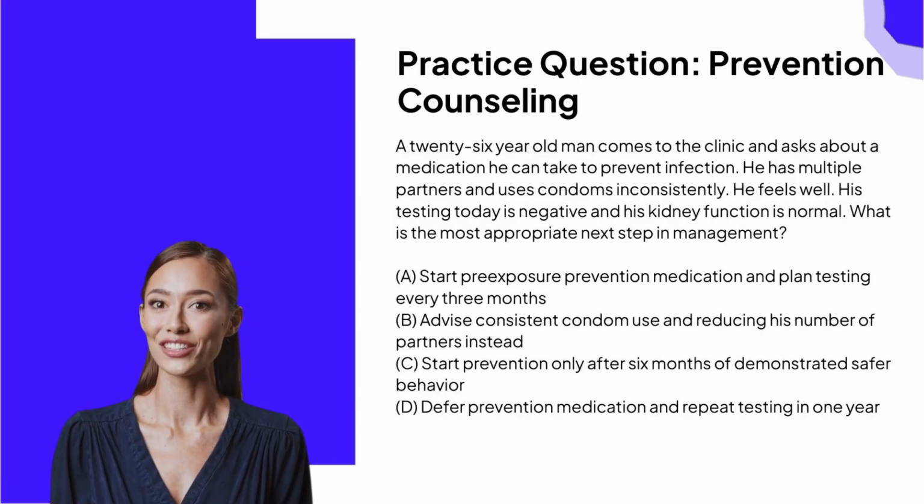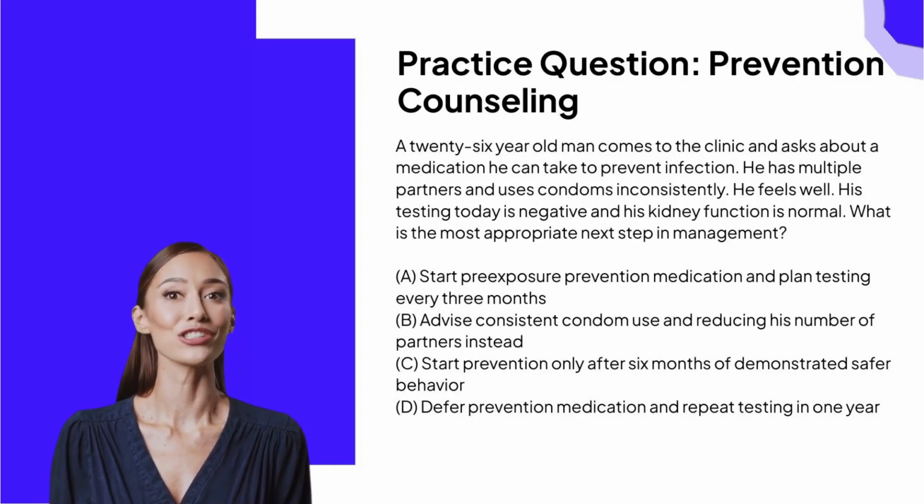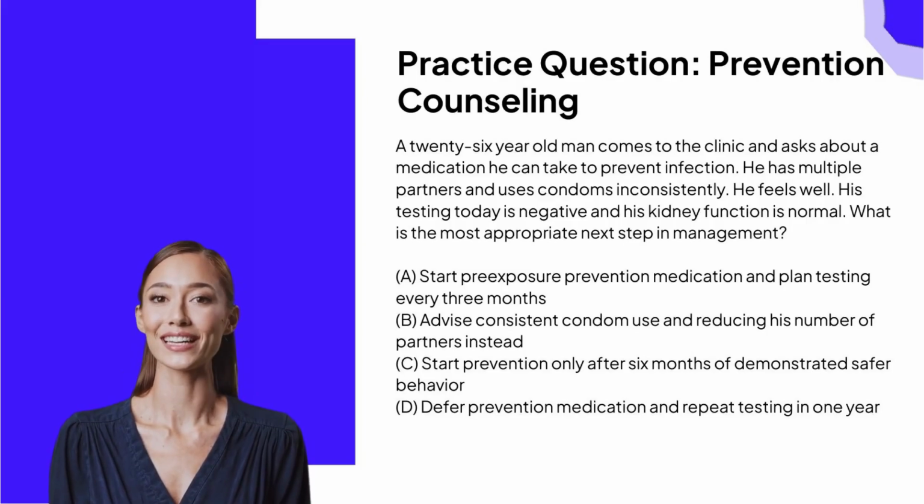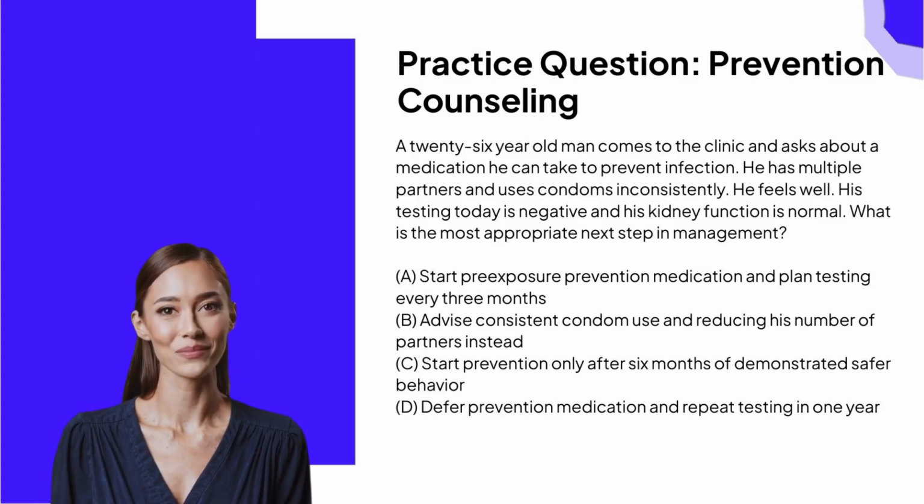Our third practice question is a prevention counseling stem. A 26-year-old man comes to the clinic and asks about a medication he can take to prevent infection. He has multiple partners and uses condoms inconsistently. He feels well. His testing today is negative and his kidney function is normal. The question asks for the most appropriate next step.